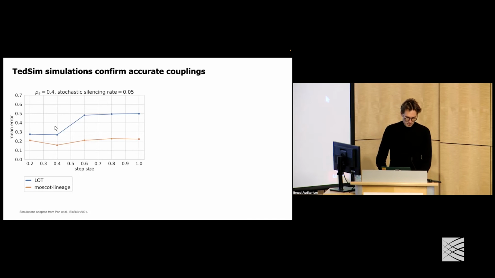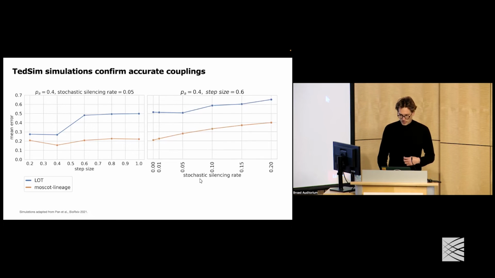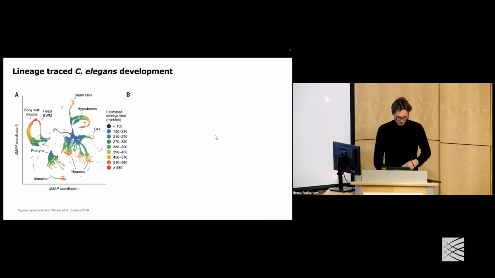And here we saw that this mean error, so the mean error is then the average of these 2 errors and across different step sizes. So this is one of the simulation parameters in TEDSIM. We saw that moscot-lineage gives you much lower mean error. And we saw something very similar when we increased the stochastic silencing rate. So that's the noise level that essentially goes into these barcodes. And as expected, as you increase this noise level, the mean error goes up in both methods, but moscot-lineage gives you much lower mean error. Okay, so this was validation on simulated data.